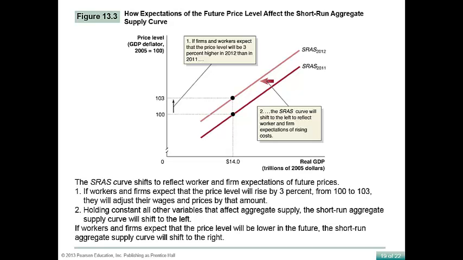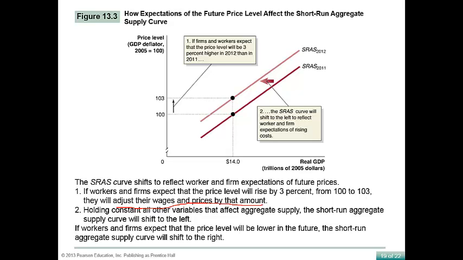Changes in the price level, say for wages, will also affect short-term or short-run supply. Wage is the price of labor, which is a factor of production or an input. As wages are expected to rise, firms will adjust their wages and prices by that same amount. If we hold all of the other variables constant, the supply curve will shift to the left.